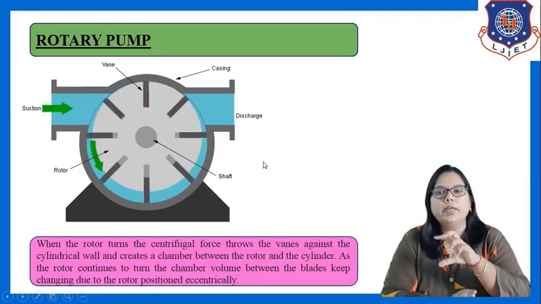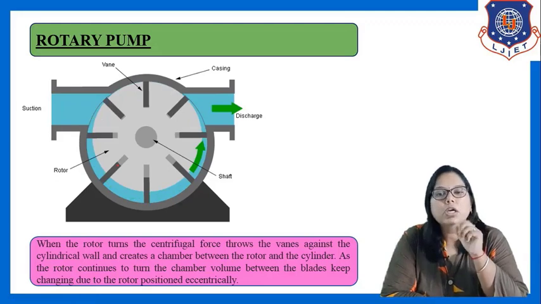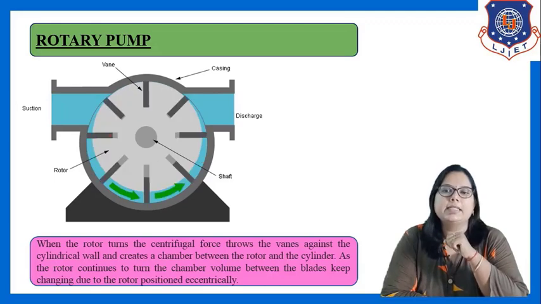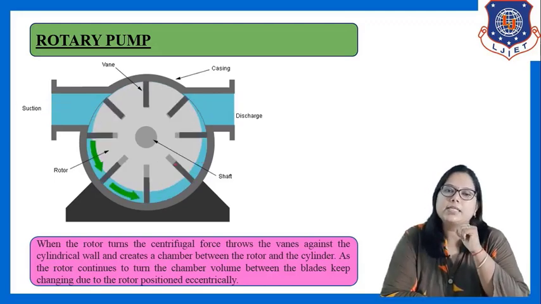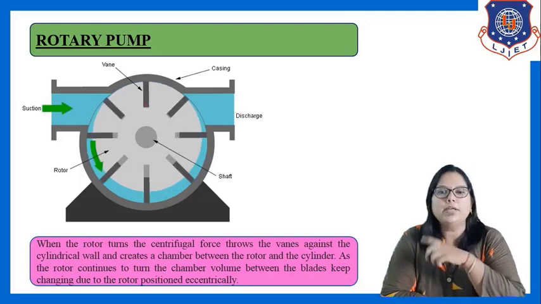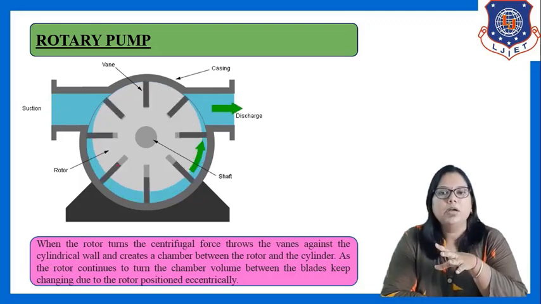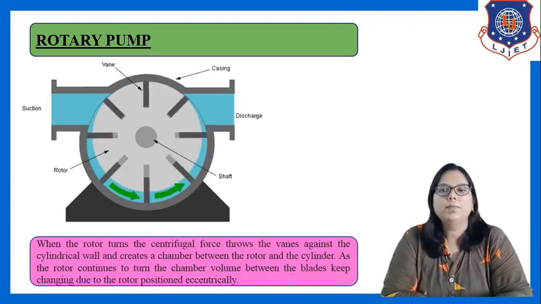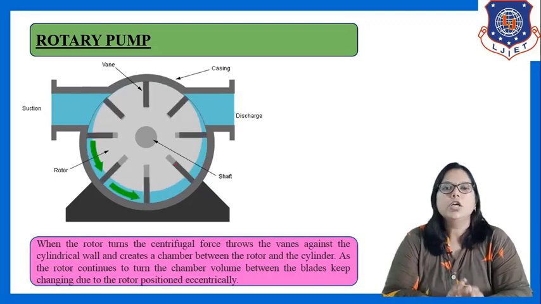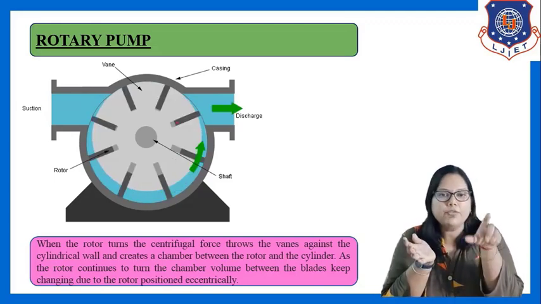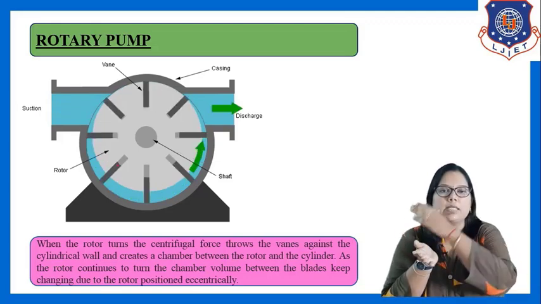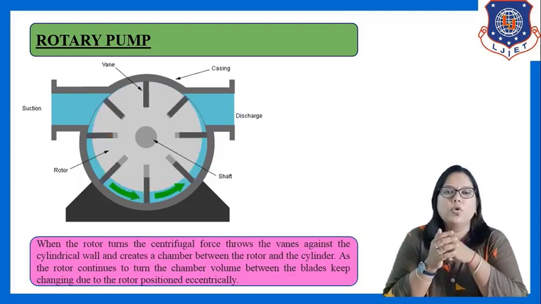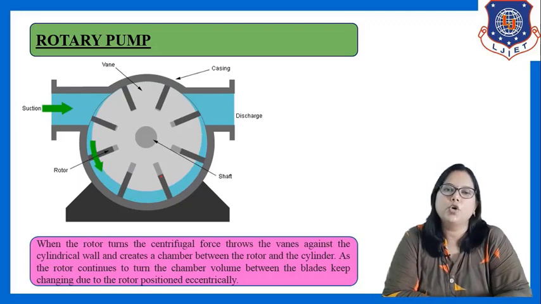So when the rotor turns, the centrifugal force throws the vanes against the cylindrical wall, and it creates a chamber between the rotor and the cylinder. As the rotor continues to turn inside this chamber, the volume between the blades keeps changing due to the eccentric rotor position. So this way the rotary pump works. Due to centrifugal force, it forces the liquid from the suction line to the discharge line. That green arrow shows the working of the rotary pump.